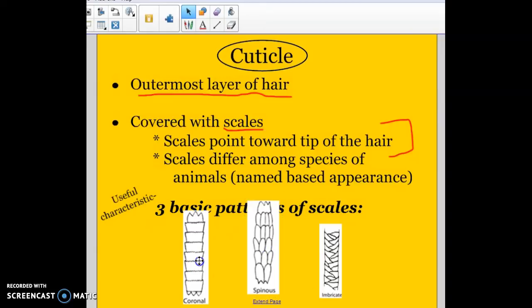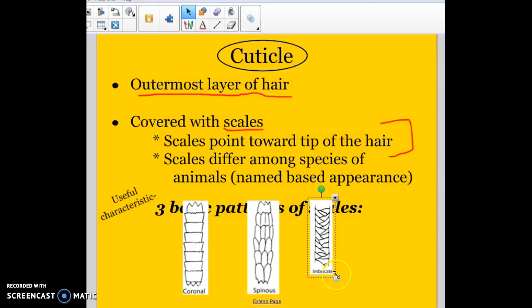Try to make them a little bit bigger for you so you can see. So this is one of the characteristics that you can use to compare hairs, is you can figure out what type of cuticle scale they have. Coronal scales look kind of like cups sitting on top of each other. They're oftentimes found in animals. The second type is spinous. Spinous cuticle patterns kind of look almost like a whole artichoke where you have layers that you peel back. So this is what a spinous cuticle pattern looks like.